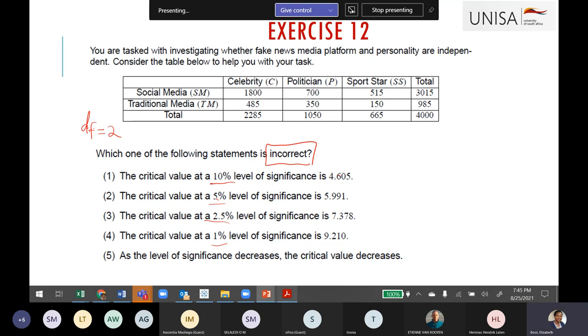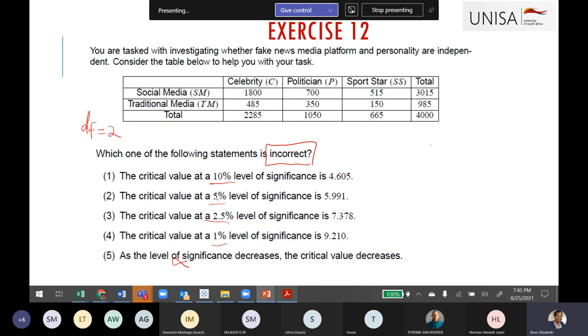Or as the level of significance, which is your alpha value, decreases, the critical values decrease as well. So when the level of significance decreases, your critical value also decreases. So option 5 as well for this one. Option 5. It's the incorrect one.